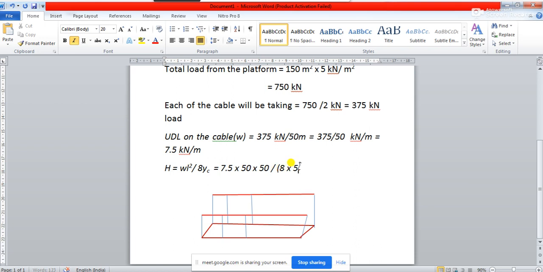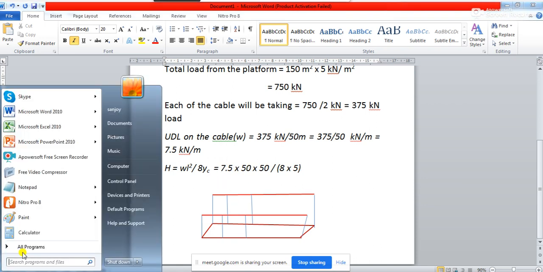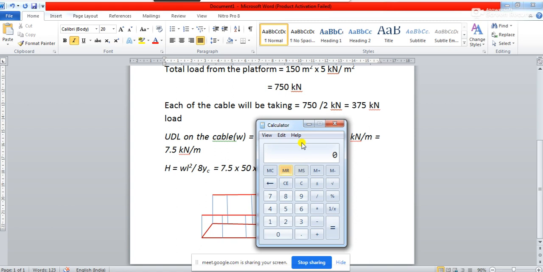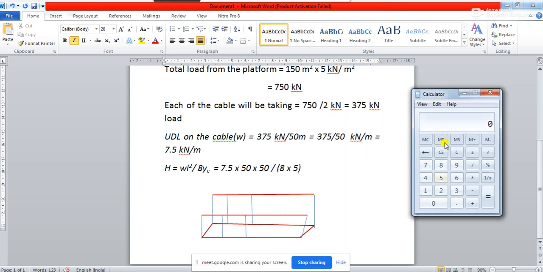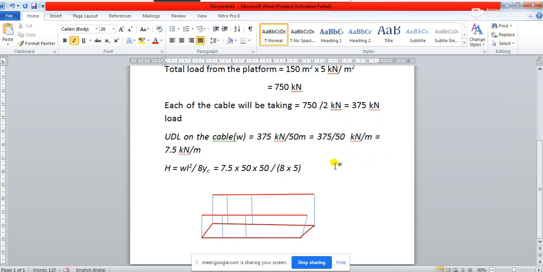How much H value will you be getting? 7.5 into 50 into 50, divided by 8 into 5, is 468.75. The unit will be kilonewton. So this is your horizontal force, right? Is it okay?